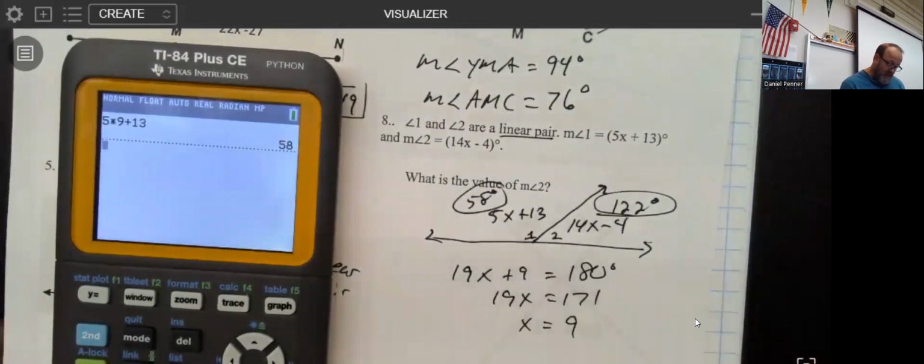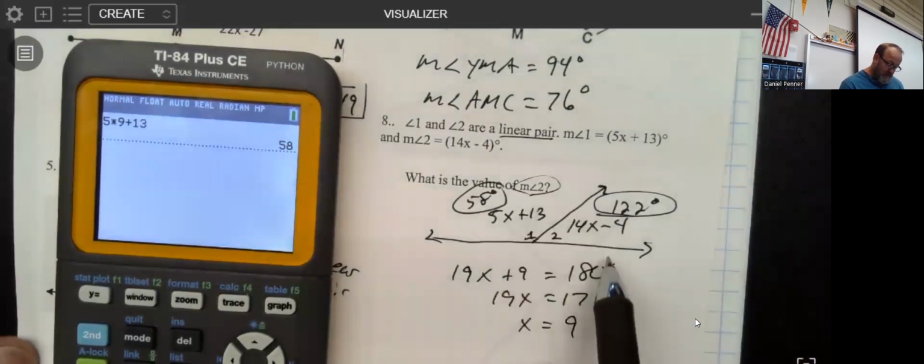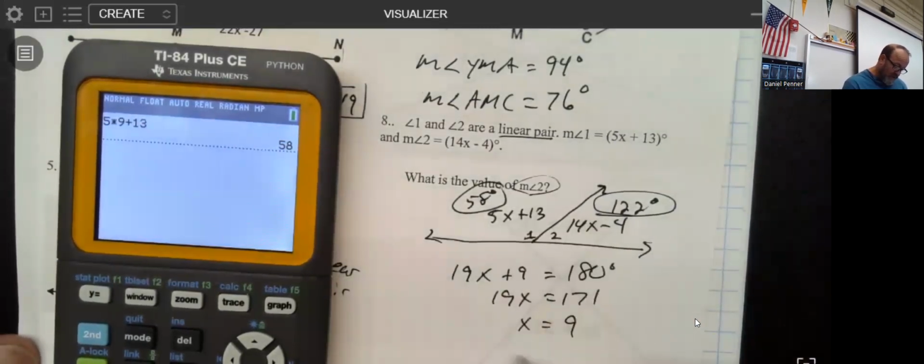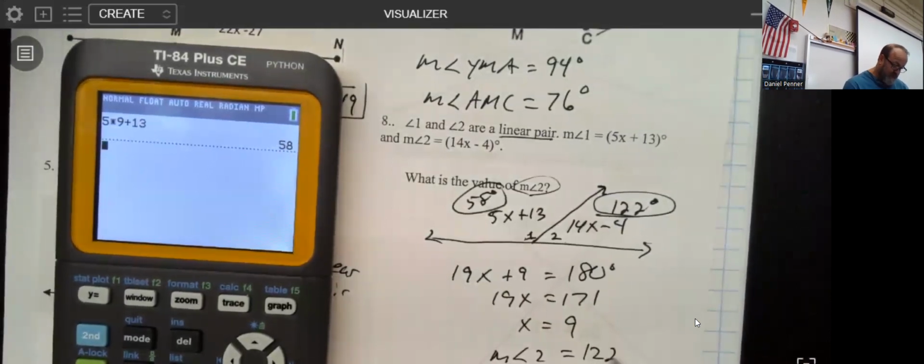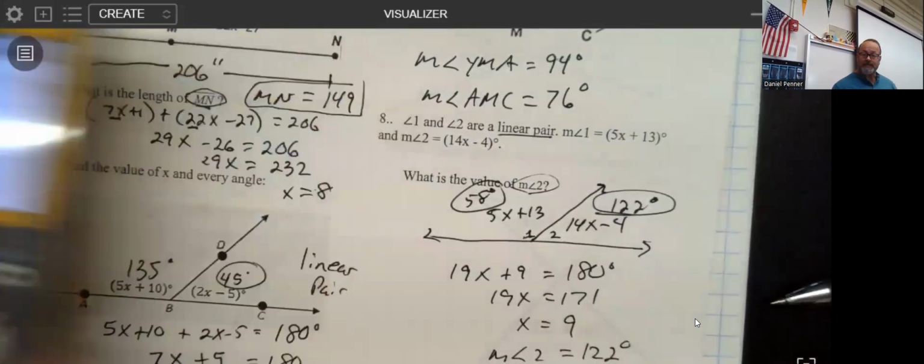It said, what is the measure of angle 2? And angle 2 is this one right here as I did it. So the measure of angle 2 is 122 degrees. And we're done. That's number 8.